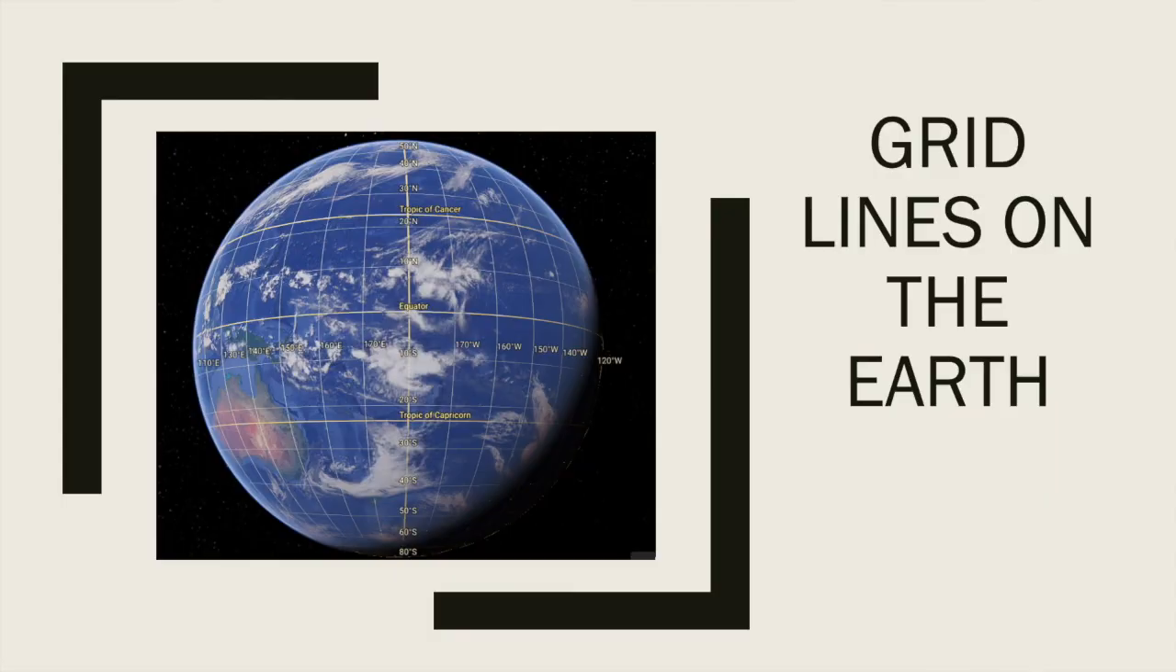Hey, this is a video about the grid lines of the Earth. You can see here on the picture that you've got grid lines drawn all over the Earth. You'll see here that we've got the equator in the middle. You've probably heard of that. And then we've got the Tropic of Cancer above that and the Tropic of Capricorn below. In between these areas are where the tropical areas of the Earth are.